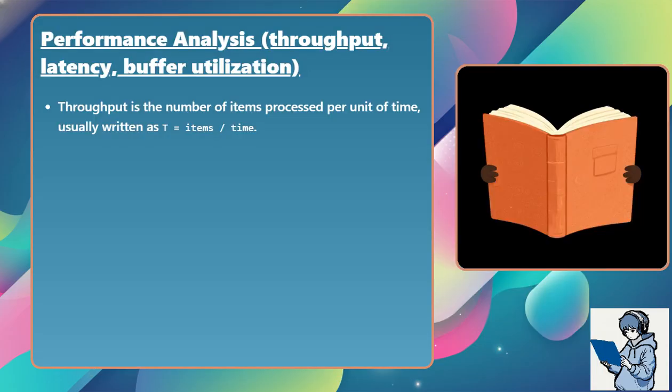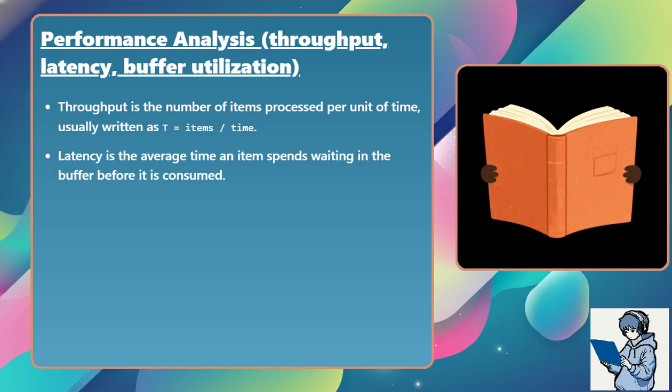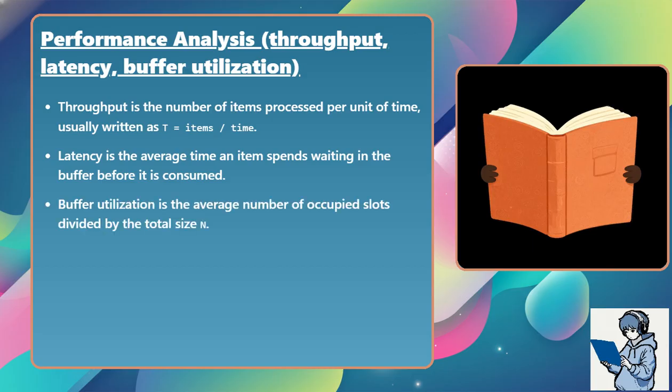Throughput is the number of items processed per unit of time, usually written as T equals items divided by time. Latency is the average time an item spends waiting in the buffer before it is consumed. Buffer utilization is the average number of occupied slots divided by the total size n.